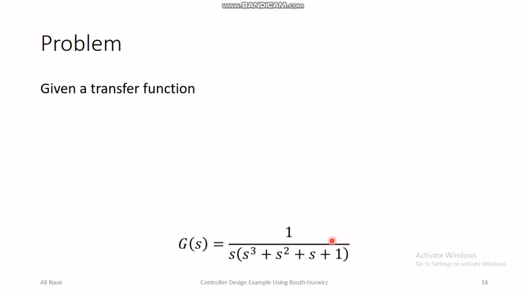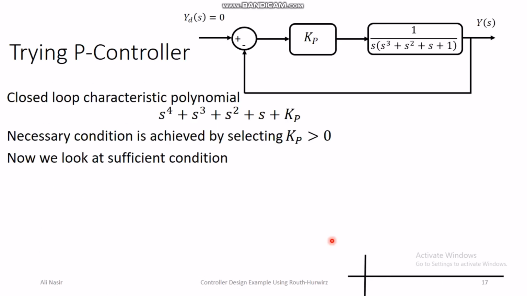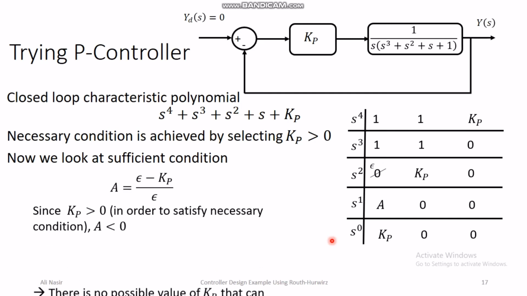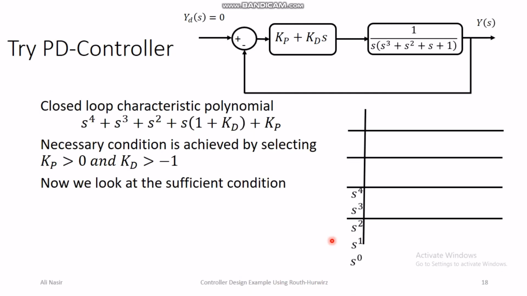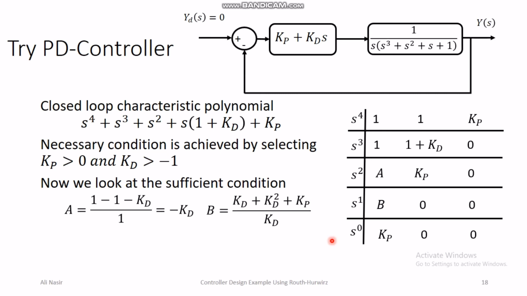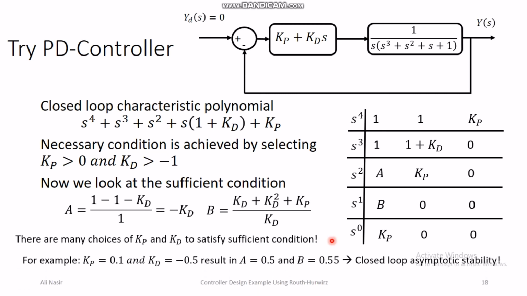Then there is controller design using Routh-Hurwitz. We looked at a transfer function of order 4. We tried to design the controller for it. We tried a P controller, which did not work. Then we tried a PD controller and it did work, and we were able to identify at least one possible PD controller which was able to asymptotically stabilize this system.